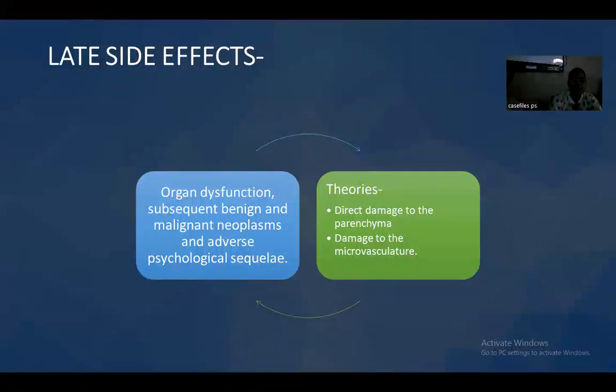Now, the third is late side effects, which include organ dysfunction, subsequent benign and malignant neoplasm, and adverse psychological sequelae. There are two theories that can explain the late side effects: direct damage to the parenchyma and damage to the microvasculature.